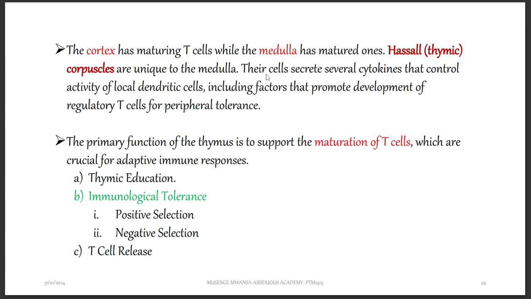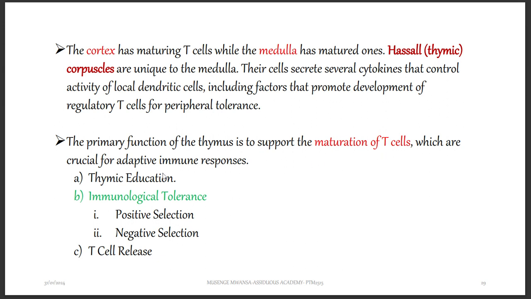These Hassall's corpuscles are able to secrete cytokines. Cytokines are basically different molecules which are involved in different reactions in the body to fight infections. They also secrete other factors that will promote the development of the T cells. The primary function of the thymus is to support the maturation of T cells.